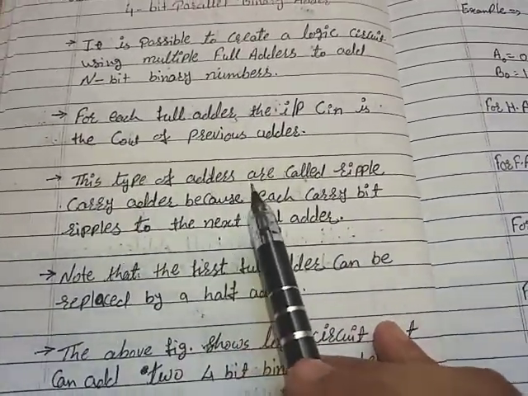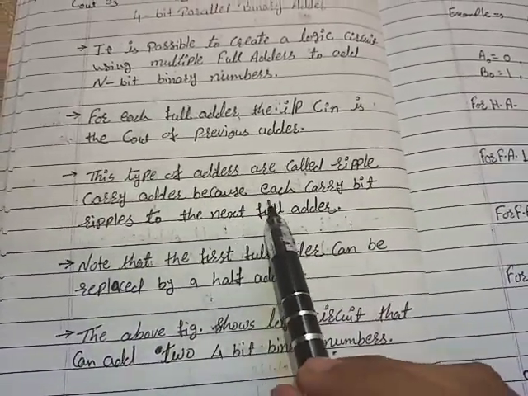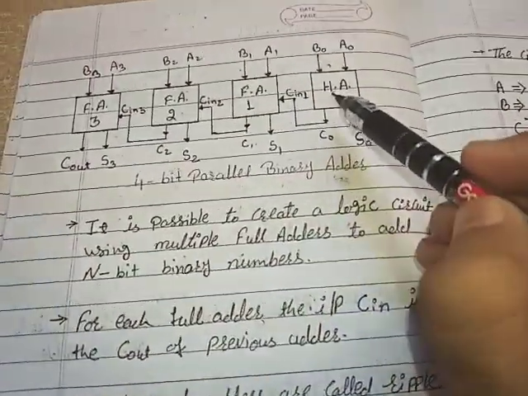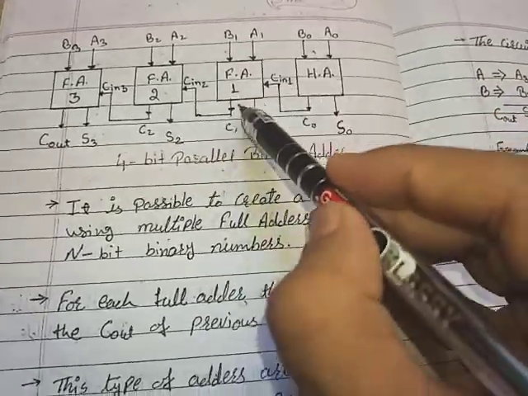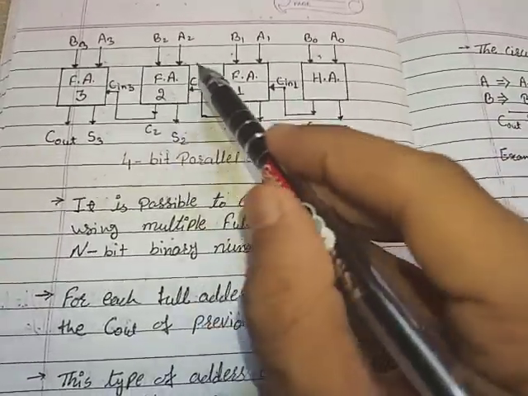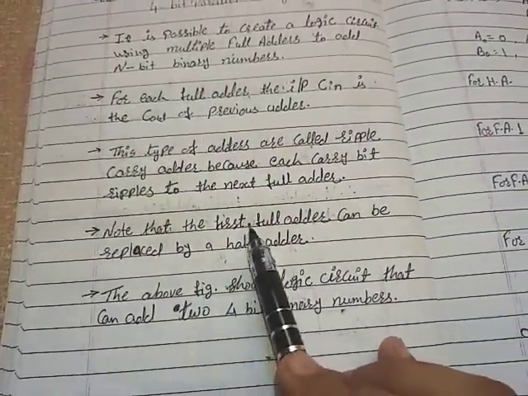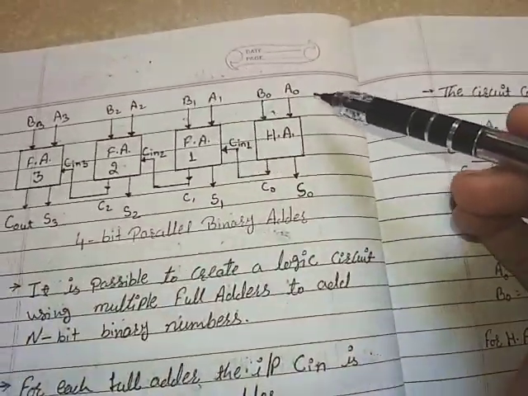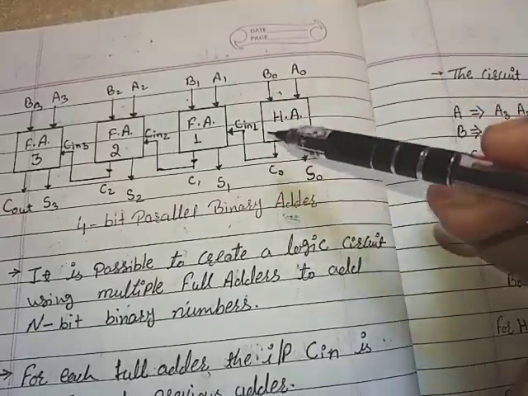This type of adder is called a ripple carry adder because each carry bit ripples to the next full adder. Look here, a carry is generated which ripples to the next full adder, and so on. Note that the first full adder can be replaced by a half adder. On the rightmost side we have put a half adder instead of a full adder.